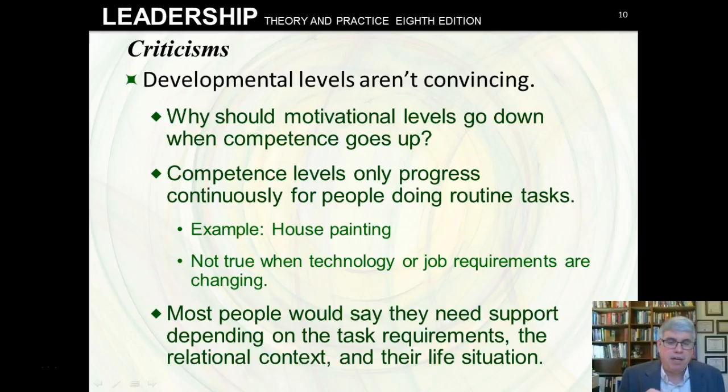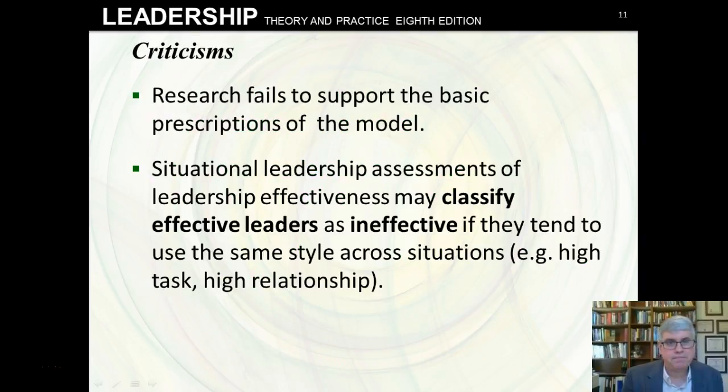Another major problem with the developmental levels is this idea of when are you supportive and when aren't you supportive? Most people would say that they need support from their supervisor depending on the task requirements, the relational context, and their life situation. They wouldn't say how much support they need from their supervisor depends on how committed or how competent they are. So it's not really sure that those variables necessarily relate to each other.